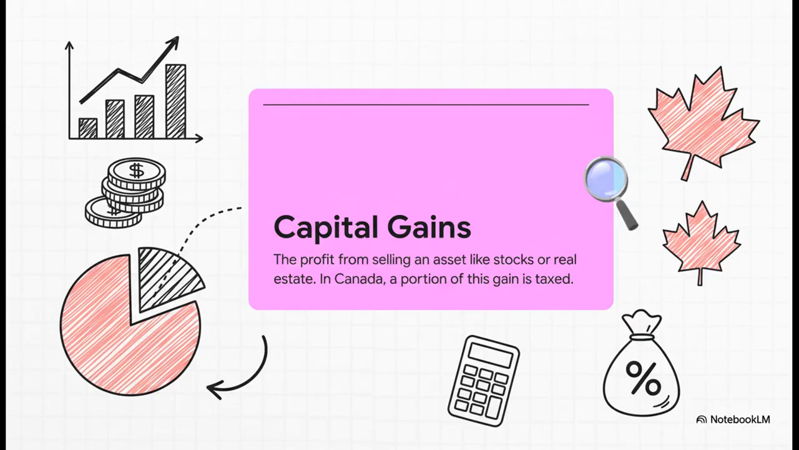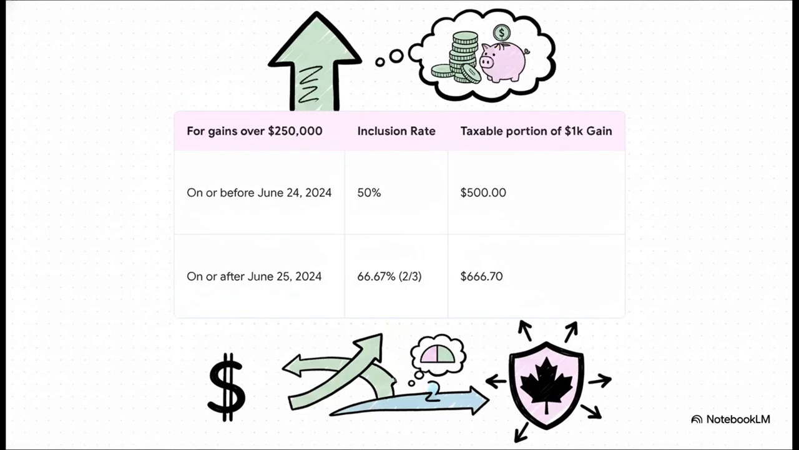Let's just clarify what a capital gain is, because it's a really important concept. It's not the total sale price of an asset, it's the profit you make. So if you buy a stock for $1,000 and sell it for $1,500, your capital gain is $500. Now in Canada, you don't pay tax on that full $500. Instead, a specific portion of that gain, known as the inclusion rate, gets added to your income. And this is a big deal.